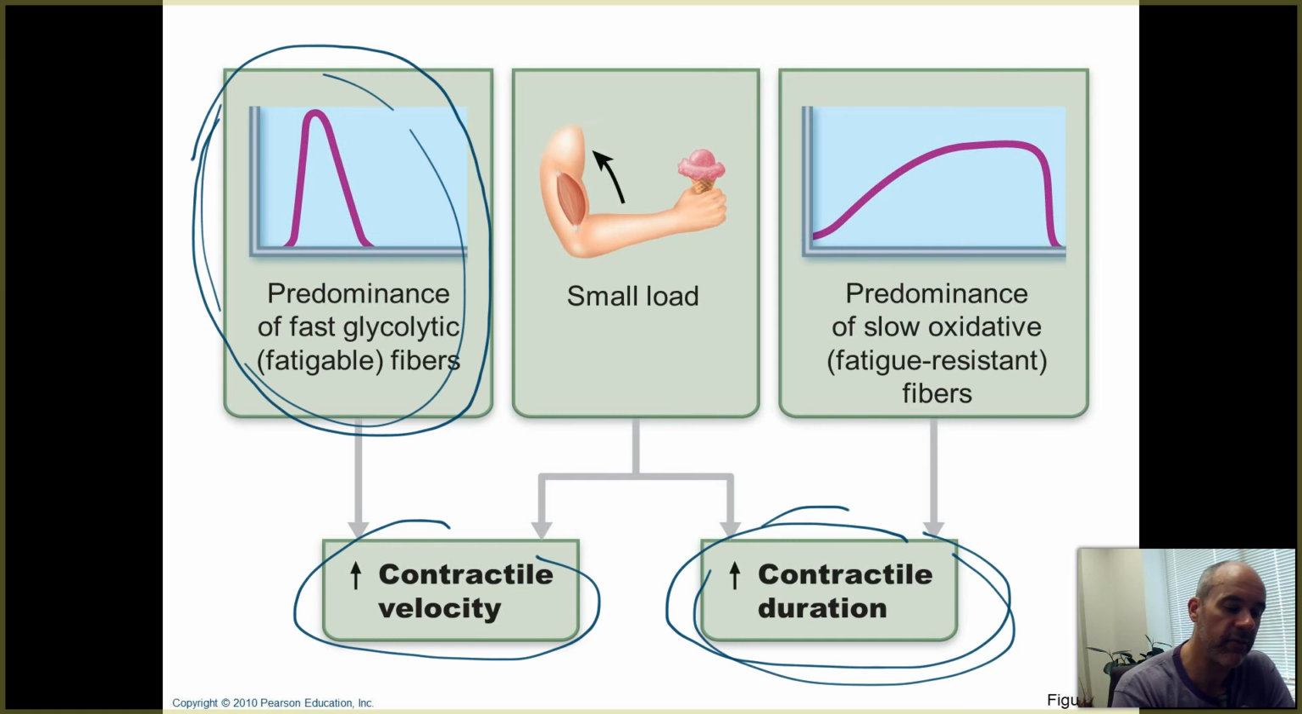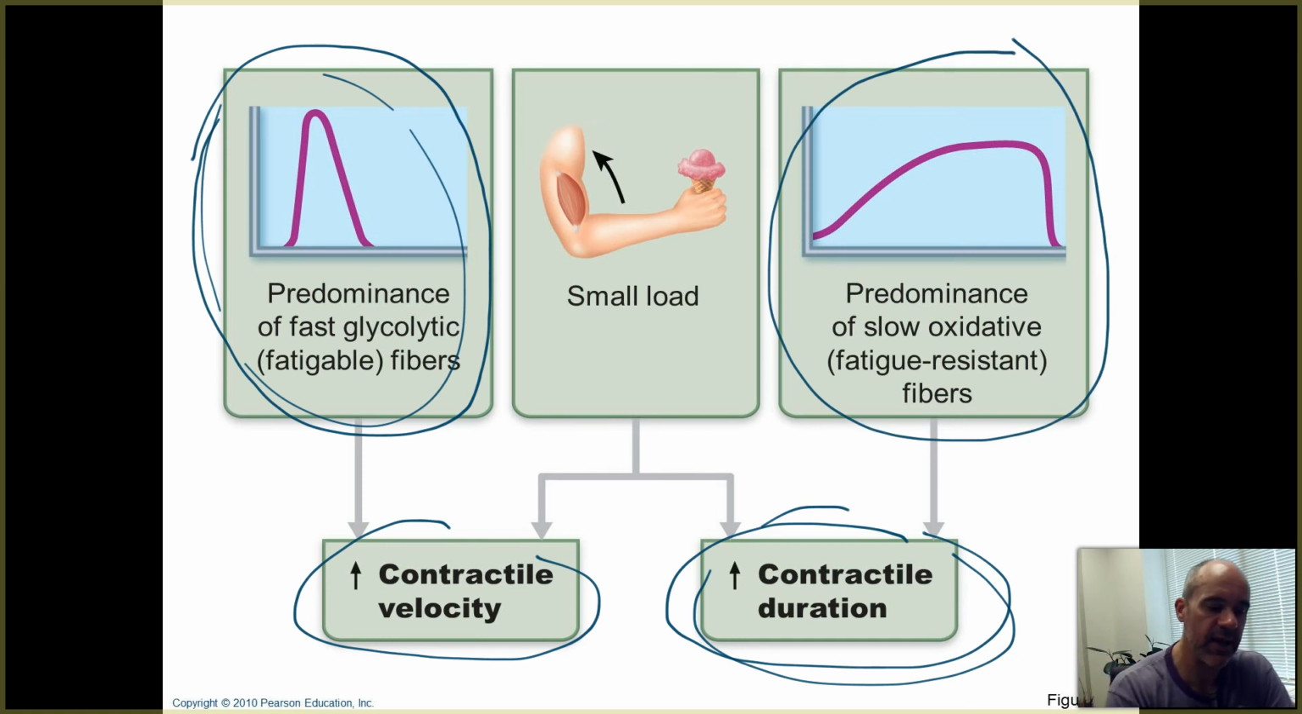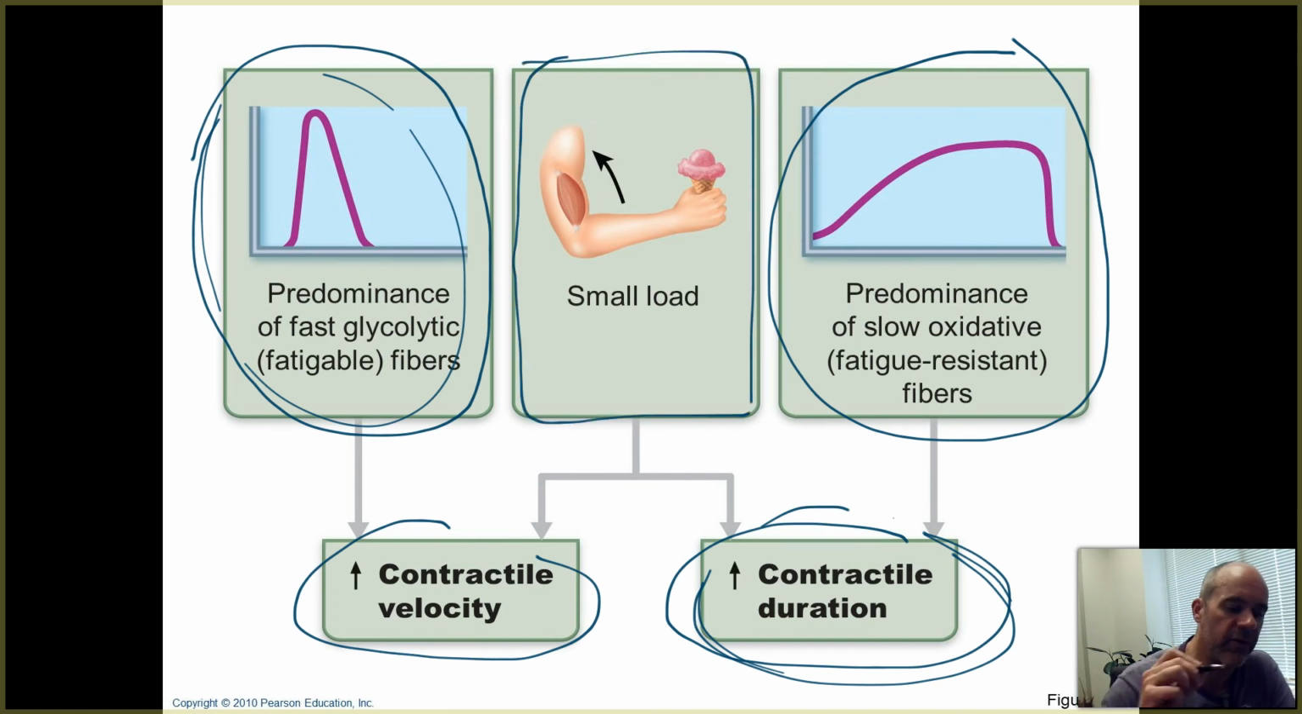Then over here on this side, if you've got lots of slow oxidative, those are fatigue resistant fibers, that's going to help you out with duration. They don't help you out with velocity and speed of contraction as much. And then kind of here in the middle, if you're dealing with a small load, like this person here who's picking up an ice cream cone, the smaller the load, which is just common sense, the faster you're going to be able to contract your muscles to handle that load, like the ice cream cone over there, versus a 50-pound dumbbell.